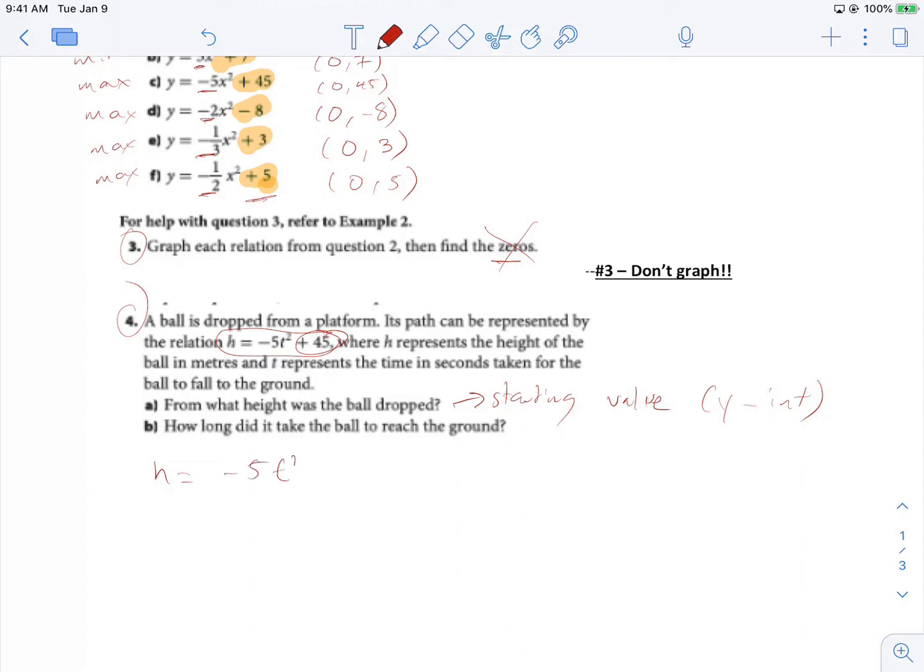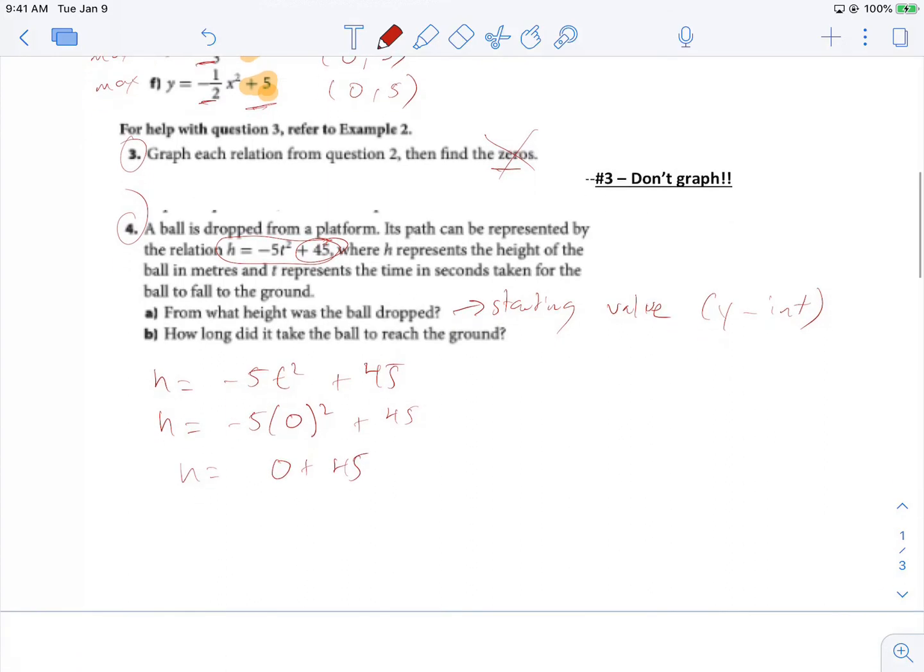H equals negative 5t squared plus 45. We're going to substitute 0 in for our value of time because that's what we started off. We started off at 0 seconds, and this gives us 0 plus 45. So what is our coordinates? 0, comma 45.